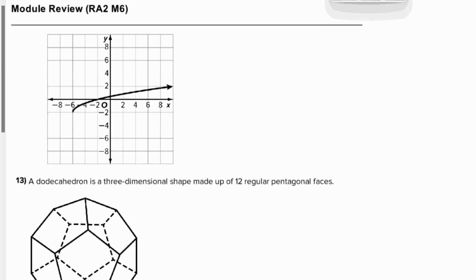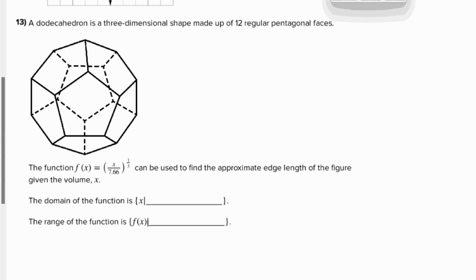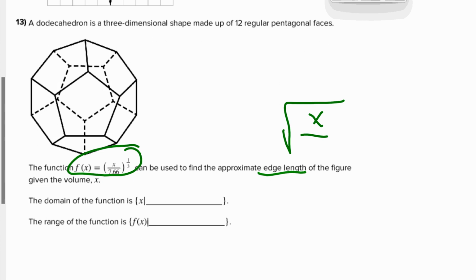All right, so we got this dodecagon, three-dimensional shape, 12 regular pentagon faces, and it says if we want to find the approximate length of the edge right around it, we could use this formula right here. So all they're doing is just asking for what is the domain and range of this function, right? So it's raised to the 1/3, so this whole thing's being raised to 1/3. So that's what's going to be in the root, right?